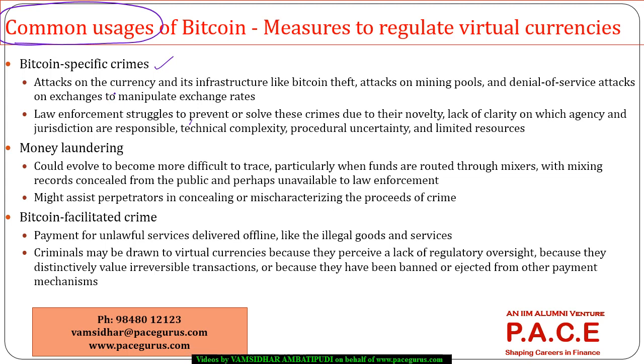So there are so many attacks on the currency and the infrastructure, both. It's a virtual currency, and there are so many attacks on the currency as well as the infrastructure. There are instances of Bitcoin theft. The mining pools are getting affected, which means the algorithm to generate the currency is getting affected. There are so many denial of service attacks coming up on the various exchanges, which are manipulating the exchange rates. So these are all crimes which are very, very specific to the usage of Bitcoin.